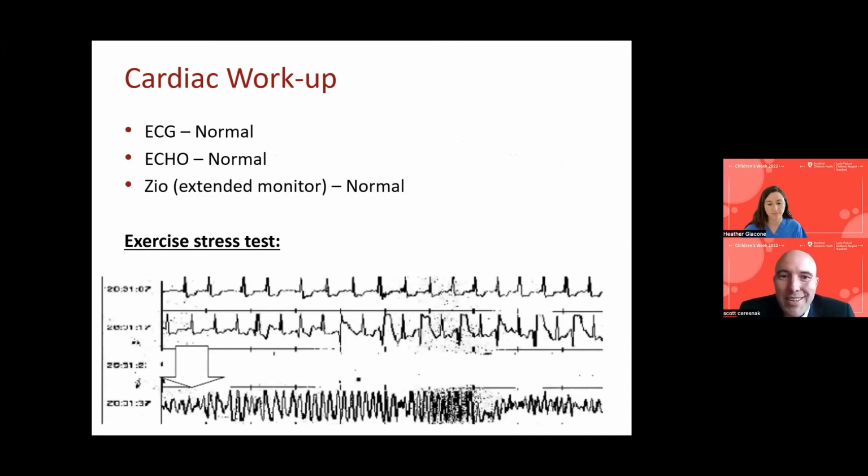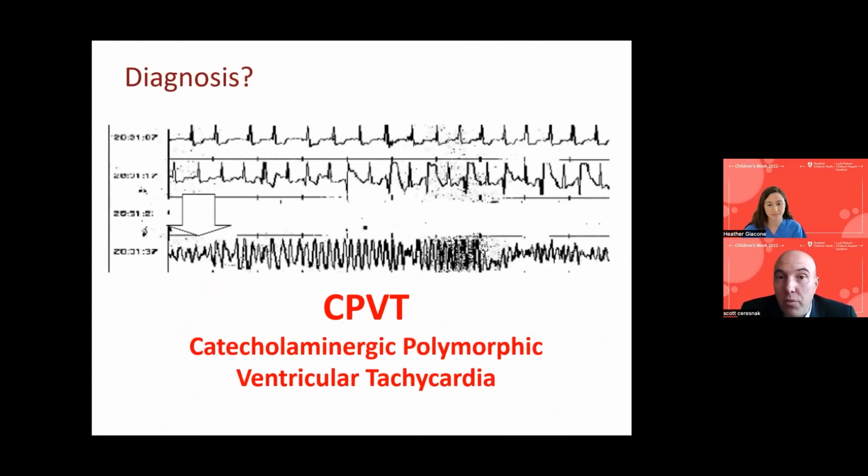And this is what we saw on the exercise test. I think even the non-cardiologists in the room will see there's clearly something abnormal with that EKG on the bottom. As you can see, the patient started to have extra beats of PVCs. They occurred more frequently. And this patient had CPVT, or catecholaminergic polymorphic ventricular tachycardia. And that's why the patient passed out.